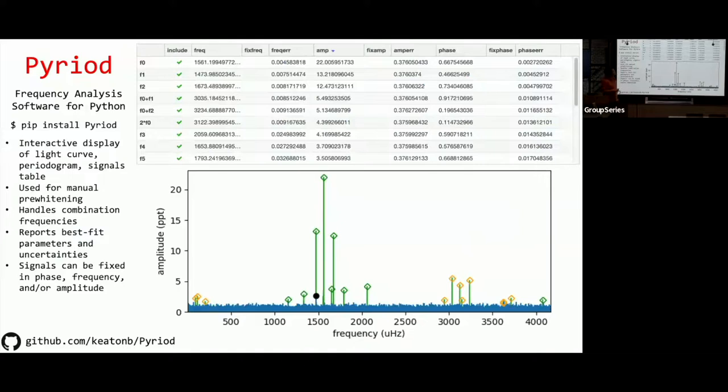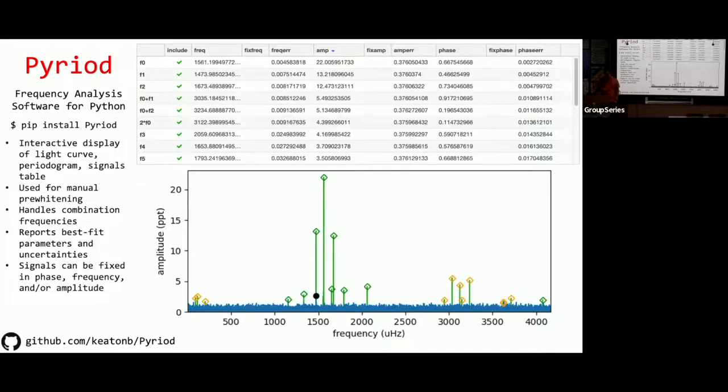PyRid then reports the measured frequencies, amplitudes, and phases with uncertainties, showing which ones are combination frequencies. And you could fix any of these if you knew from external data what these values were. It's really a generic signal fitting code for time series data with coherent signals that are present. And you can check that out on GitHub if that sounds useful to you.